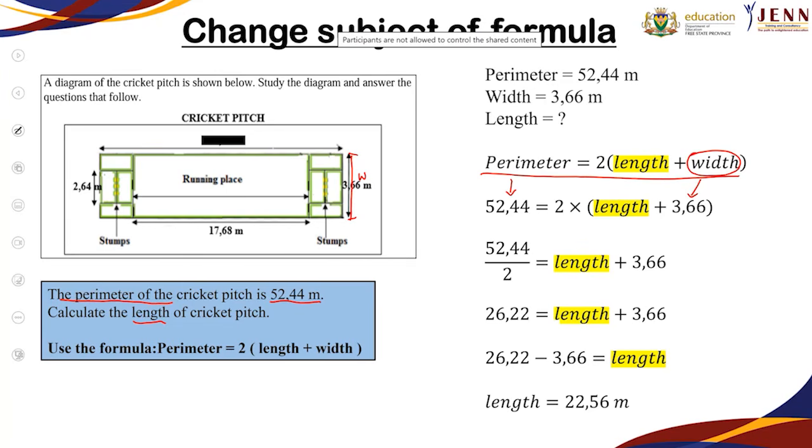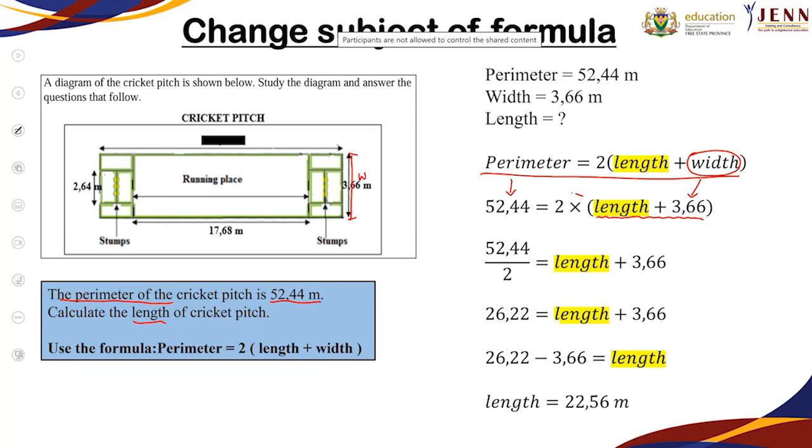But now here I've got a problem. Length is bounded, it's inside a bracket. When something is inside the bracket, that will be the last step that you will do. Which means now I must get rid of all the things that are around the brackets. So what is outside the bracket?